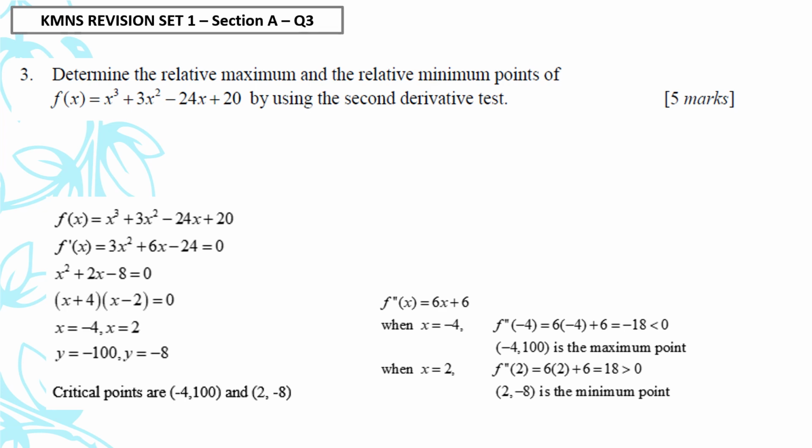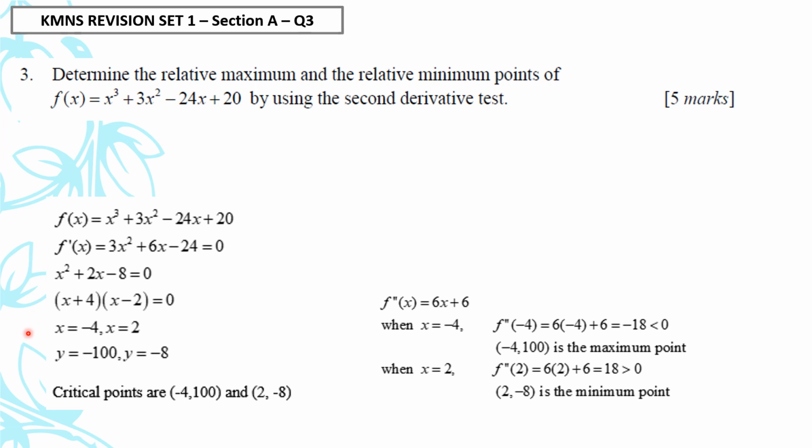So look at Set 1 from section A, question 3. It says determine the relative maximum and the relative minimum points of a function f(x) equals x cubed plus 3x squared minus 24x plus 20 by using the second derivative test. So what you need to do first is to differentiate to get your f prime x, and we will equate f prime x equals 0 to get your values of x.